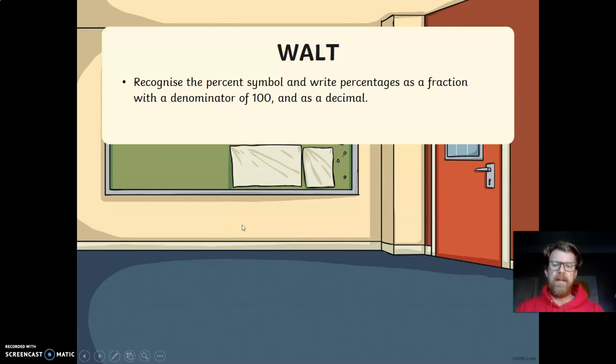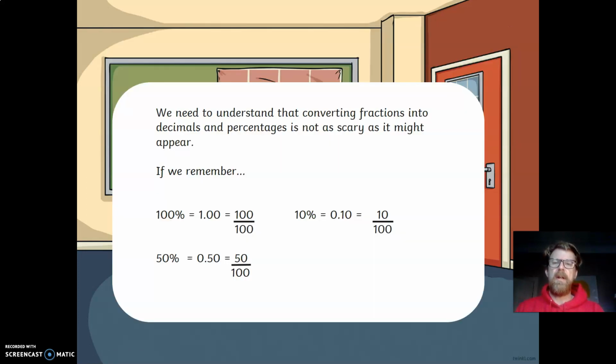So let's have a look at our first page. It can be a little bit scary the first time we do anything. But we need to understand that converting fractions into decimals and percentages is not as scary as it might appear. You would have seen this symbol before, percent, and I know lots of you use the word percent all the time, and it means per 100 or every 100. So, cent is century, centurion. So cent is 100, isn't it? Same for our C in our Roman numerals.